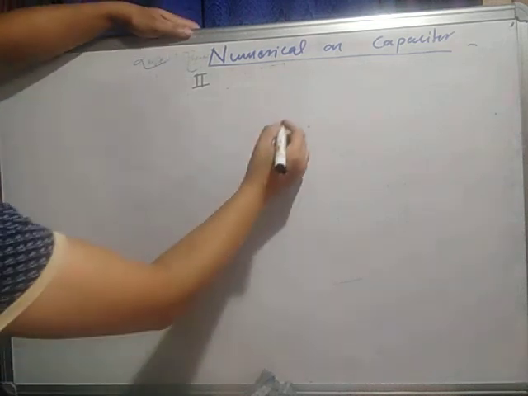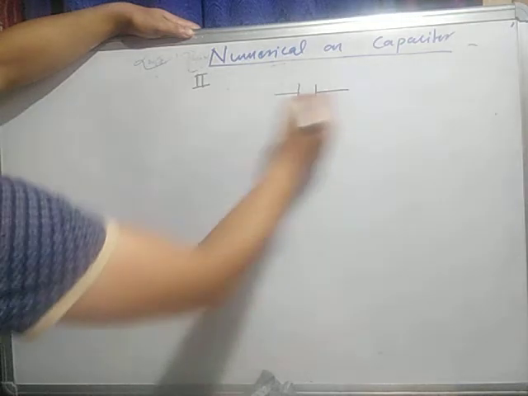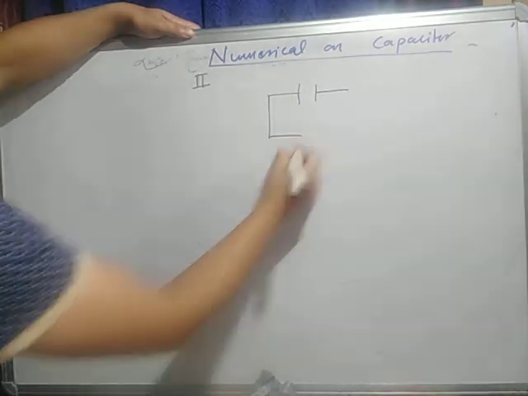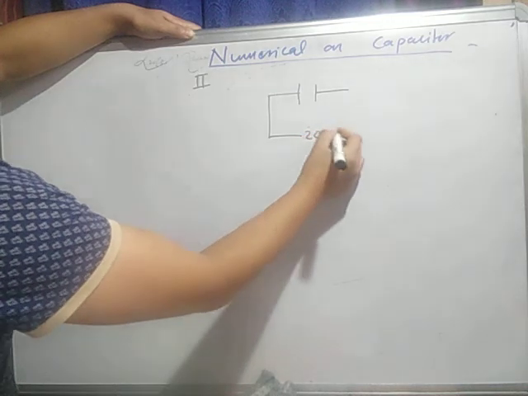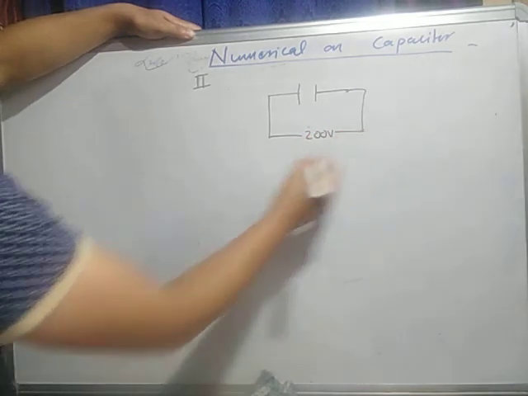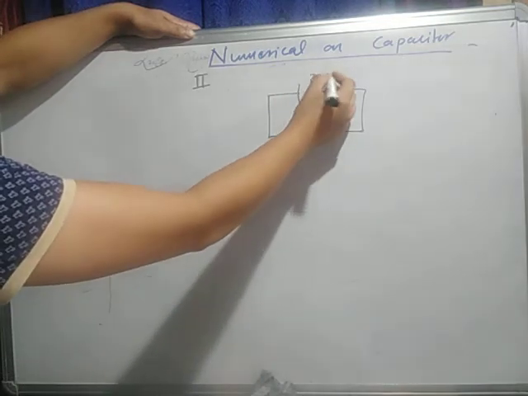So what does the question say? This is your capacitor, and this is a 200 volt potential, and the capacitance of this capacitor is 200 microfarad.